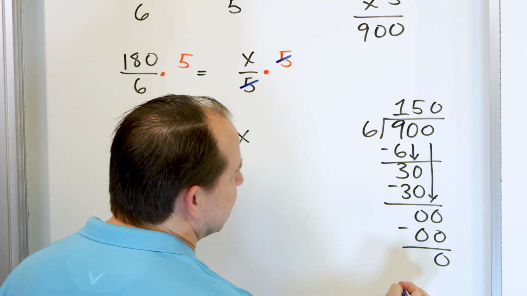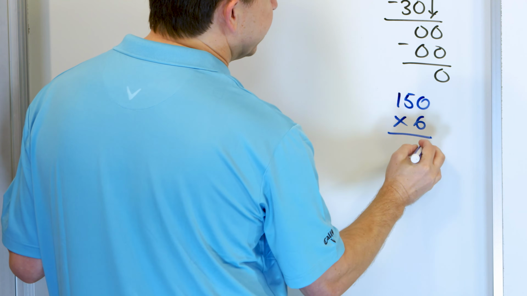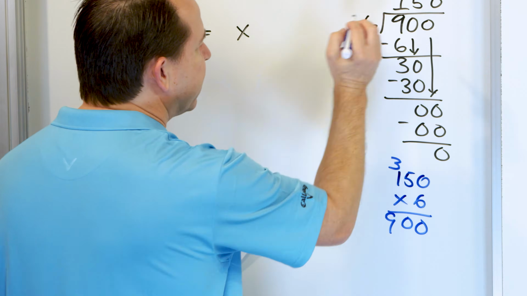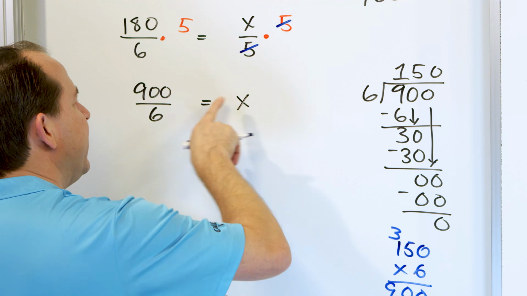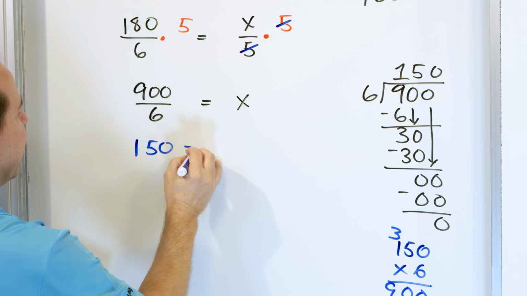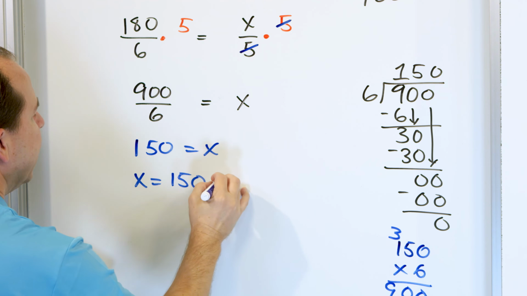And if you want to absolutely check it, you can multiply these. 150 times 6. You get a 0. This is a 30. And then 6 plus 3 is 9. So it does come out to 900. So all of that to say, when you take 900 divided by 6, you get 150, and that's equal to x. So what does this mean? X is equal to 150 miles, right?